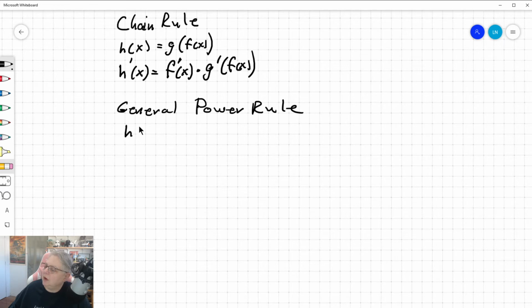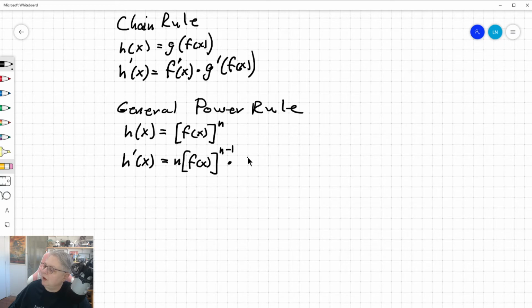So I'm going to take my h of x to be f of x, some function, to a power. Then h prime of x, the derivative of h of x, I apply the power rule, so that is n times f of x to the n minus 1, then I multiply that by the derivative of f of x. All right, so let's take a look at a couple of examples.